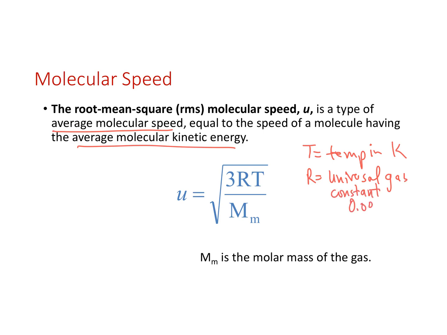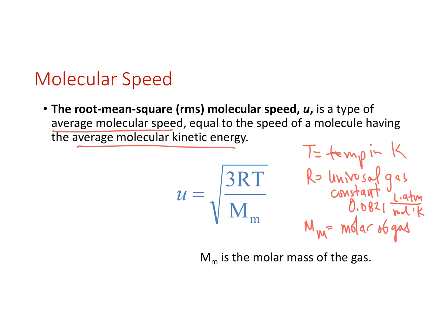Right, 0.0821 liters atm per mole Kelvin. And M is our molar mass of the gas. So this is important because let's think about how temperature changes and how our root mean squared speed would change, or how our molar mass changes and how the root mean squared speed would change.